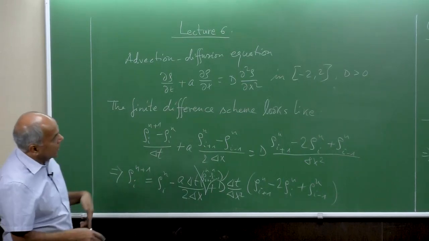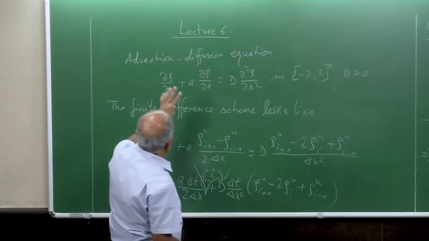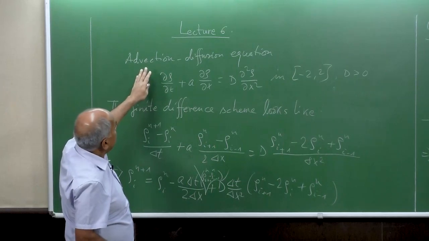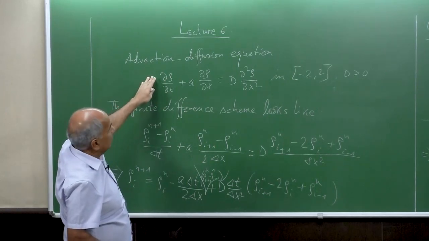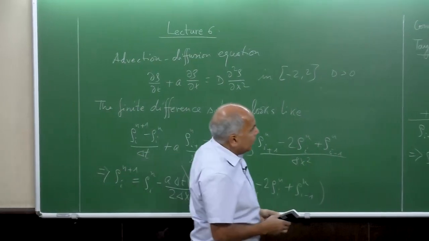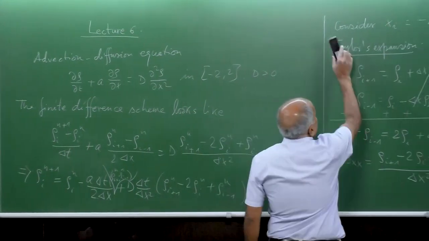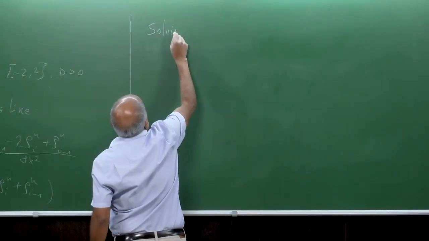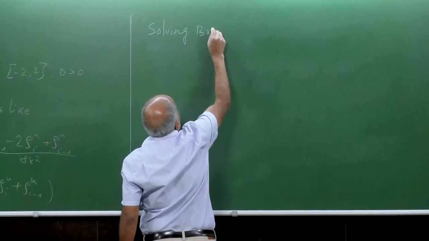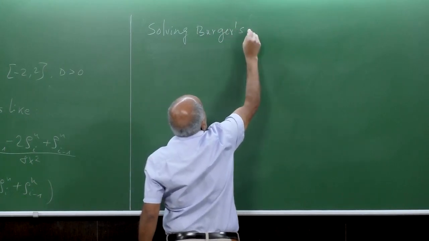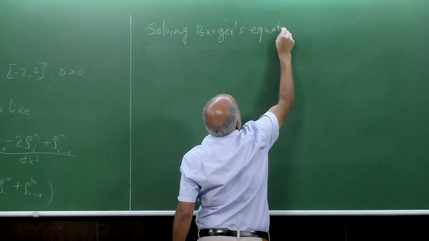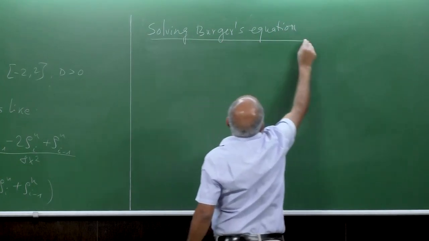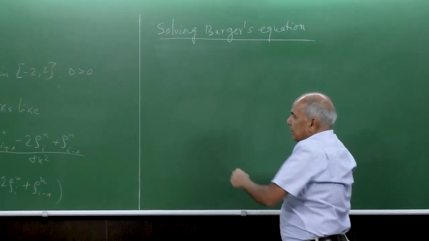And now let us continue. Up to now this was the linear case, and now we come to the nonlinear, which is the Burgers equation. So this is one scheme for solving the Burgers equation, and now we have another equation.